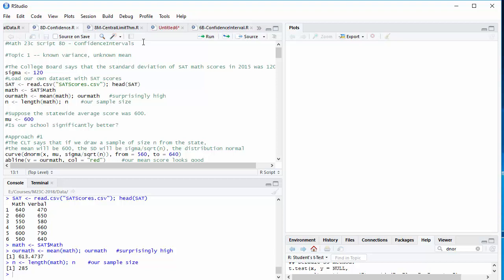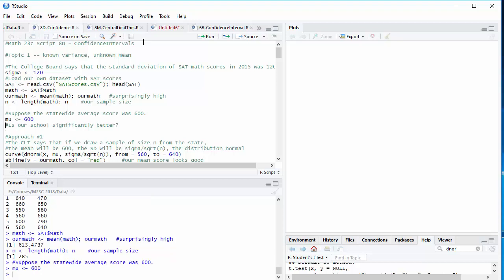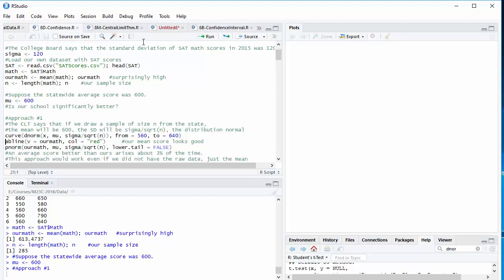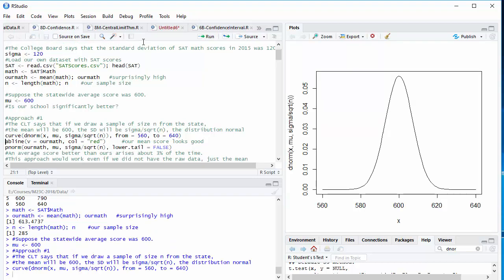And let's suppose that the statewide average score was 600. I don't think there's any state for which this is true, but at least it makes the computation interesting. And what we want to know is whether our school is significantly better. So here's a simple approach to the problem.